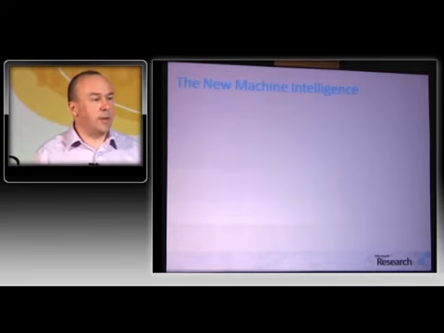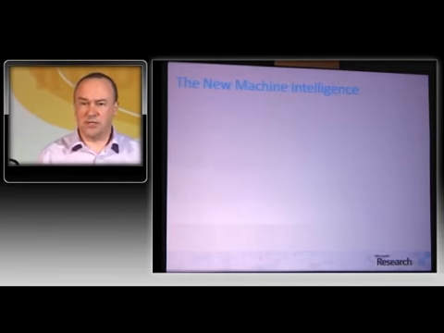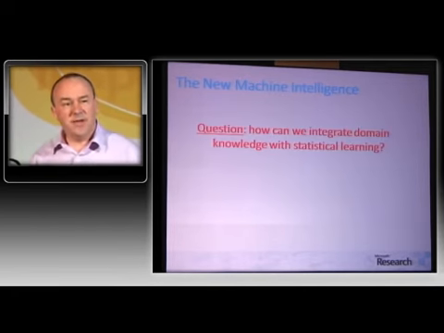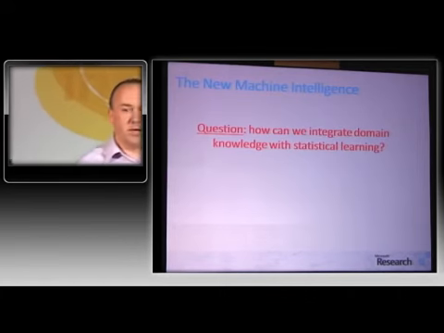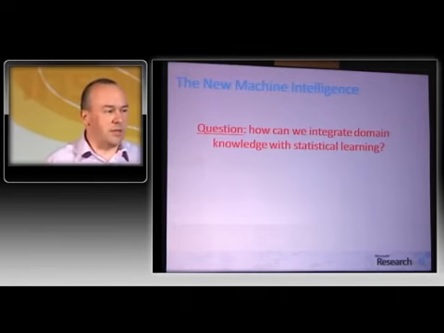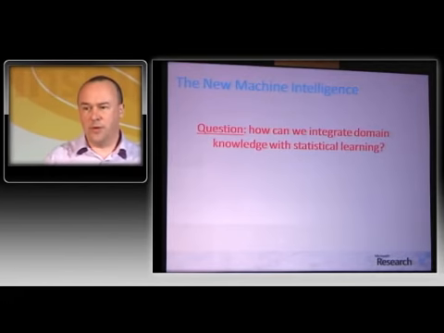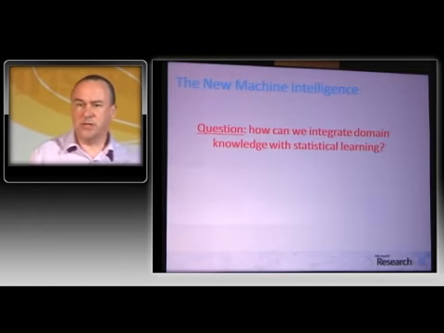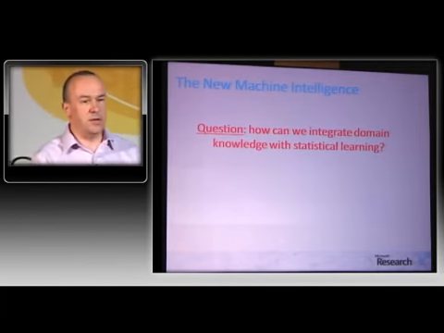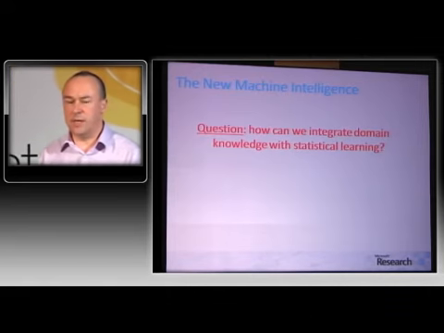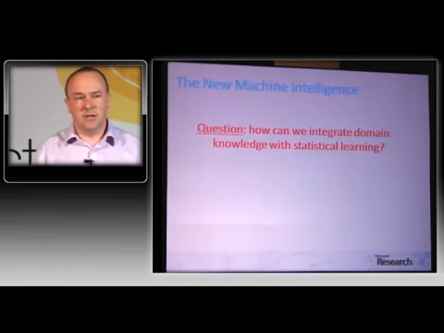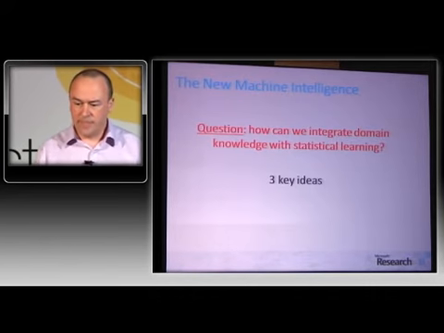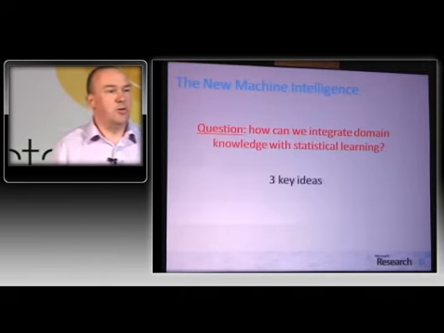So what I'm going to talk about is a new paradigm for machine intelligence, and the goal of this is to find a deep integration between domain knowledge and statistical learning. Not to kludge the two together, but to find a paradigm, a principled framework in which we can integrate expert human domain knowledge with statistical learning from data, including particularly the very large data sets that are currently emerging. So this is based on three key ideas.